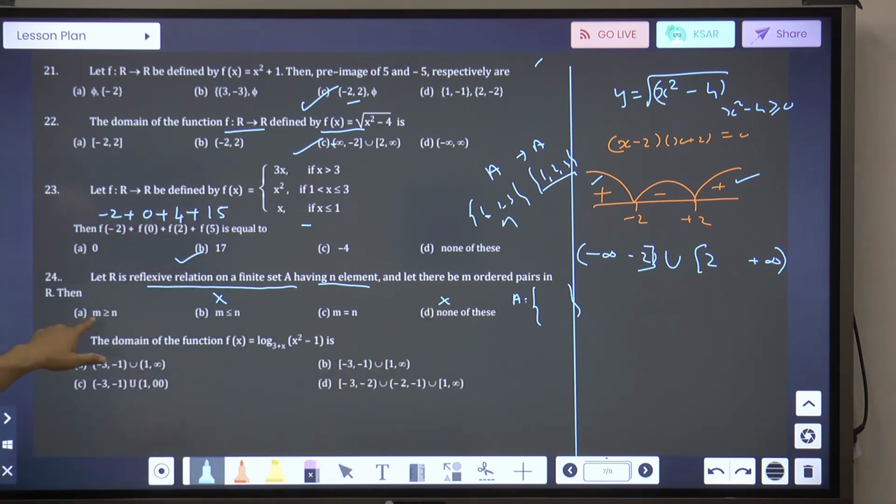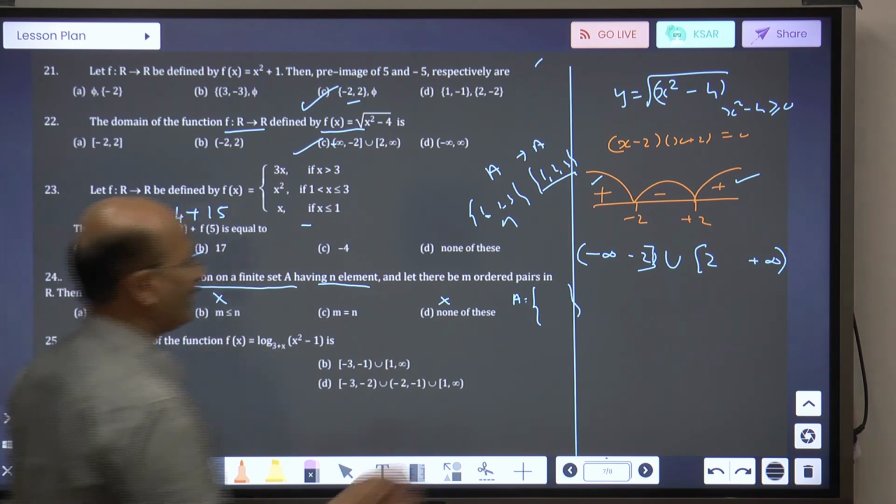Now here it is either this or this. So m is equal to n is possible, but more ordered pairs can also come. What happens in a relation, I will tell you.